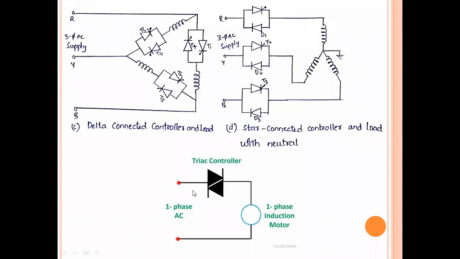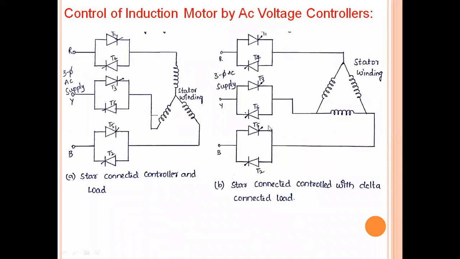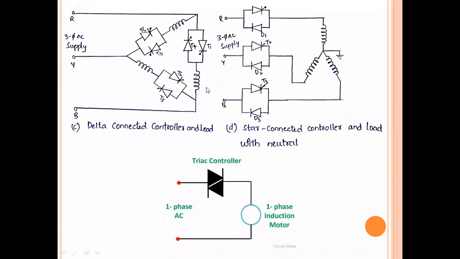Okay, and this last figure shows the single-phase induction motor connection. You can see this is a single-phase AC voltage controller, and we can use a triac here, or two thyristors. In place of a triac, we can use two thyristors, or a triac is enough. And a single-phase induction motor is connected here. So this circuit diagram is for the single-phase induction motor, and the previous four connections, these four combinations, are for three-phase AC voltage controller fed induction motors.